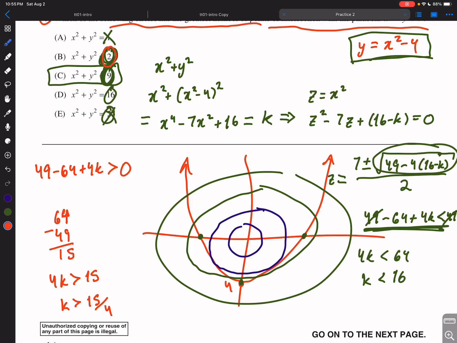And 2 does not count. 2 is not going to cut it. 2 is too small. If k were chosen to be 2, then this inequality would not be satisfied. And so I know I can rule out 2 and rule out 16. So 9 is my choice.